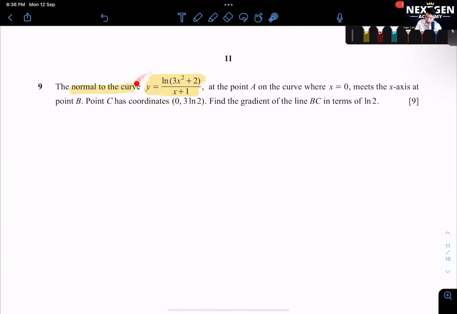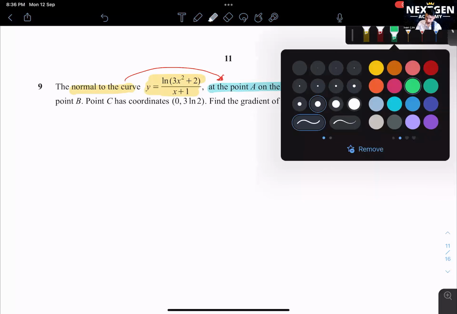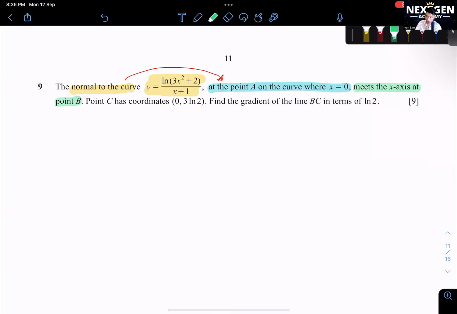We have this equation, y equals ln of (3x squared plus 2) over (x plus 1). The sentence is like this: the normal to the curve at the point A. So we read it like this, the normal to the curve. What curve is this? This curve is called y equals ln of (3x squared plus 2) over (x plus 1), at the point A on the curve where x equals 0. Then this is your next statement: meets the x-axis at point B.